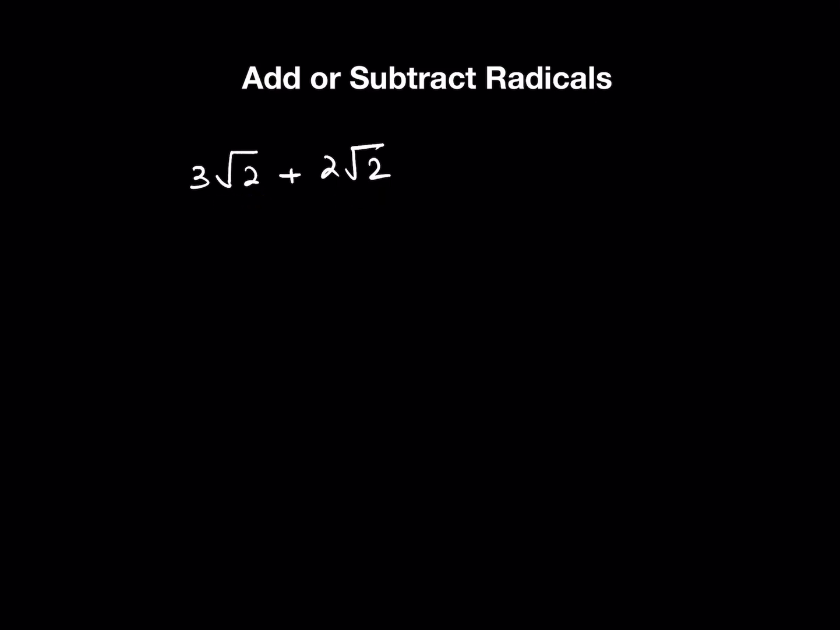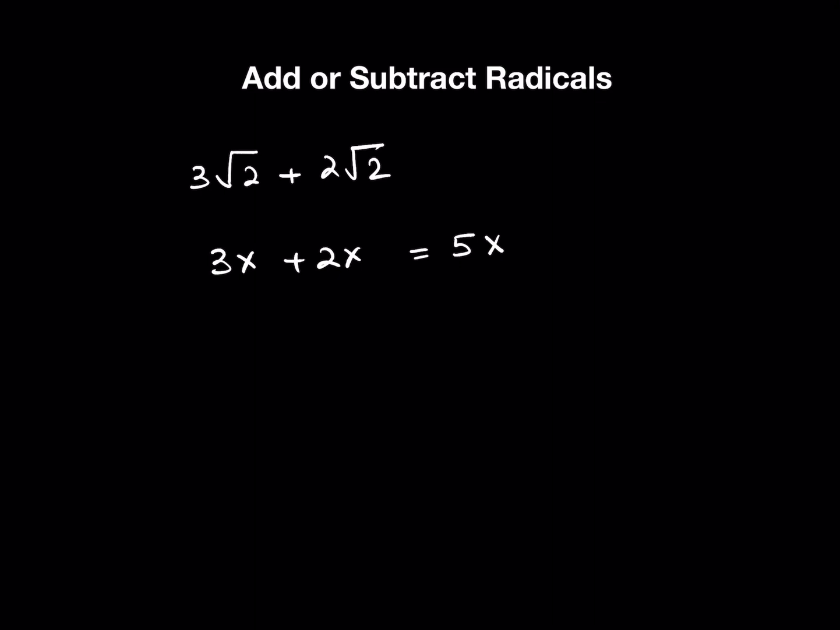To draw an analogy, let's say I give you 3x plus 2x and I ask you to add those together. Well, there's 3 times x and 2 times x, so I'm just going to add the coefficients, 3 and 2, and that's going to give me 5, and then I'm just going to put the x down there. So 3x plus 2x is equal to 5x.